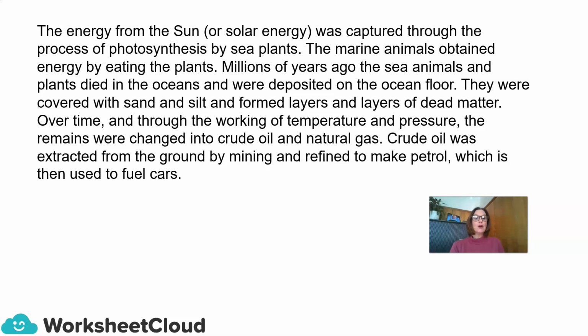Millions of years ago, the sea animals and plants died in the oceans and were deposited on the ocean floor. They were covered with sand and silt and formed layers and layers of dead matter. And over time, through the working of temperature and pressure, the remains were changed into crude oil and natural gas. Crude oil was extracted from the ground by mining and refined to make petrol, which is then used to fuel cars. And can you remember the process?